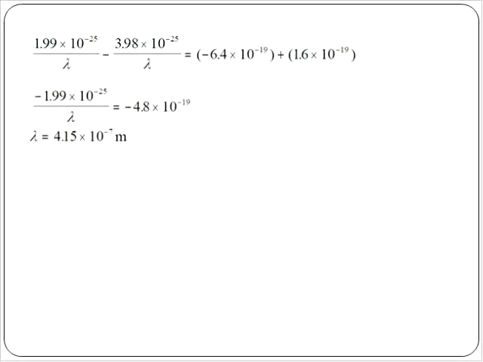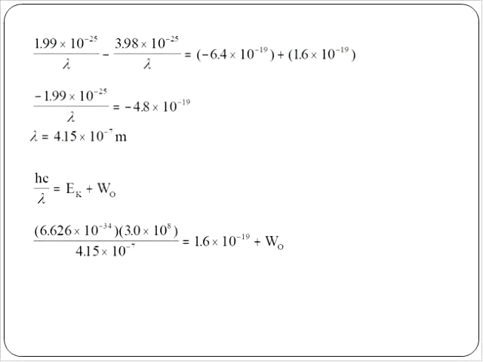Now that we know that, all we've got to do is use this equation again, hc over lambda equals EK plus work function. Solve for work function. All right, we plug in everything we know. Now we know the wavelength along with everything else. And you get this. The work function is this in joules. Or if you want to change that to this, you can do that too.